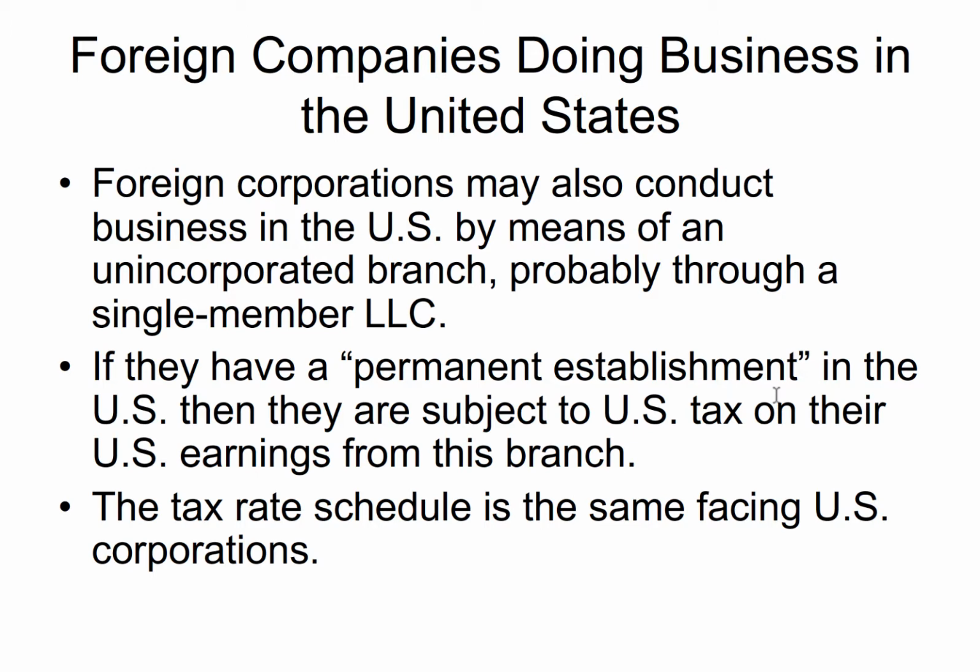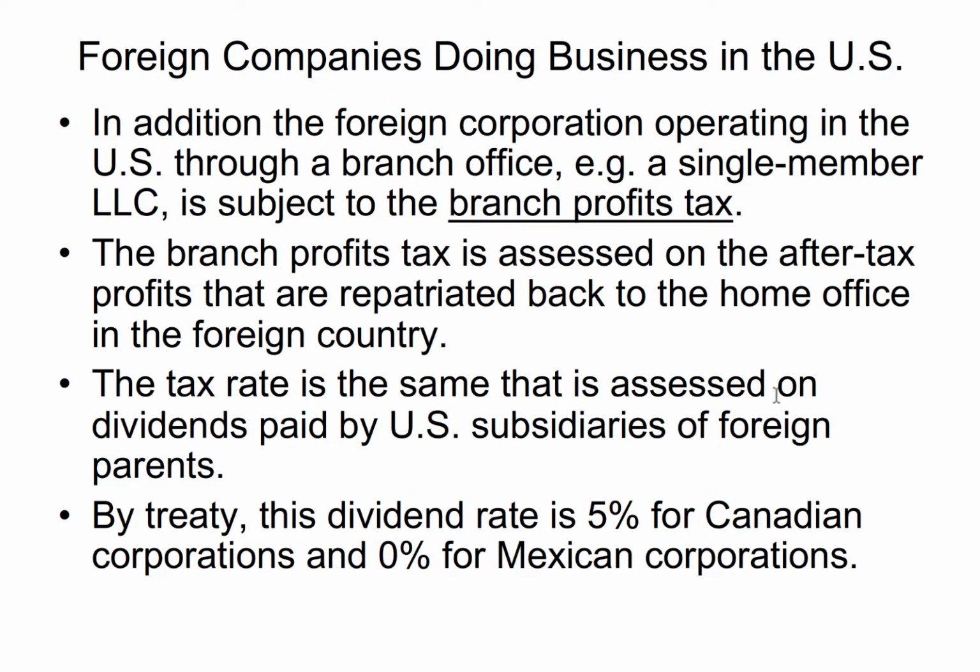The tax rate schedule is the same as that facing U.S. corporations. So we apply the normal corporate rate, even though it's an unincorporated organization. Very interesting. Now, in addition, the foreign corporation operating in the U.S. through a branch office, a single-member LLC being a usual example, is subject to the branch profits tax. That's in addition to what we call the branch tax. The branch profits tax is assessed on the after-tax profits that are repatriated back to the home office in that foreign country.